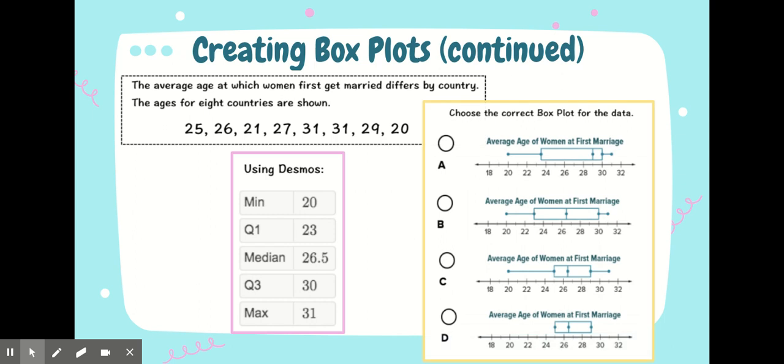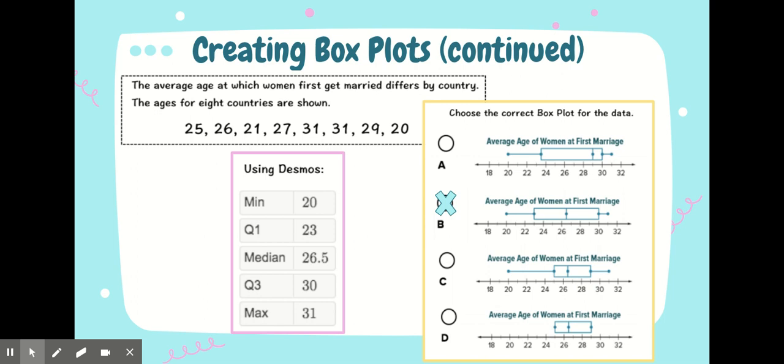Here's a multiple choice question. Choose the correct box plot for the data. As you can see, A, B, and C have the correct minimum and maximum. The letter D doesn't have the minimum and maximum, it just has the box, no whiskers. Looking at the median, it's 26.5. So when I look at that, I see that letter B is the best choice.